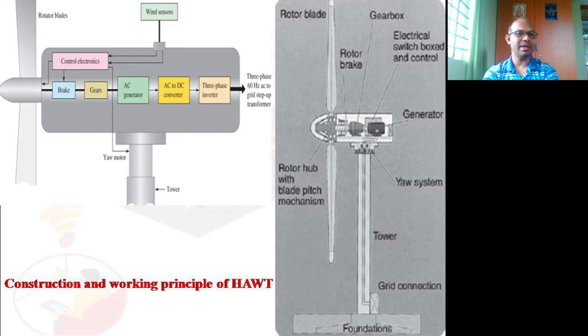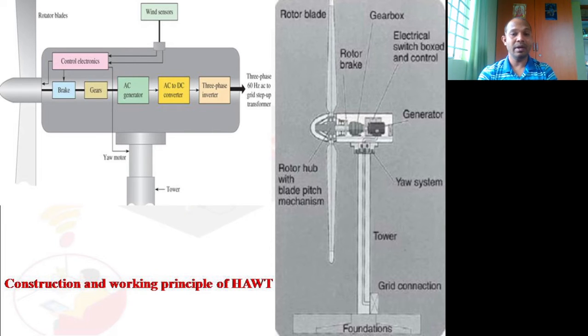As the wind, coming with a certain velocity, interacts with the rotor blades, the lift force is generated. This is the rotor and there are the blades. The lift force is generated as explained in the previous session, causing the rotor to rotate. The rotation speed varies with the design features and the size of the rotor.